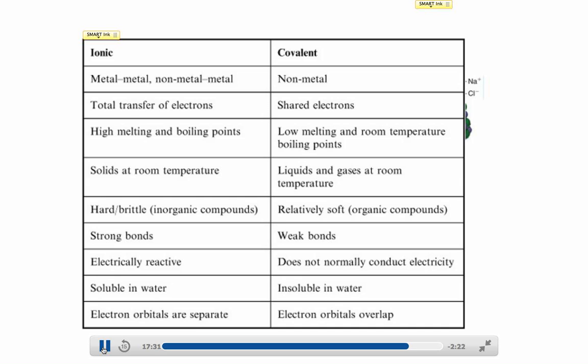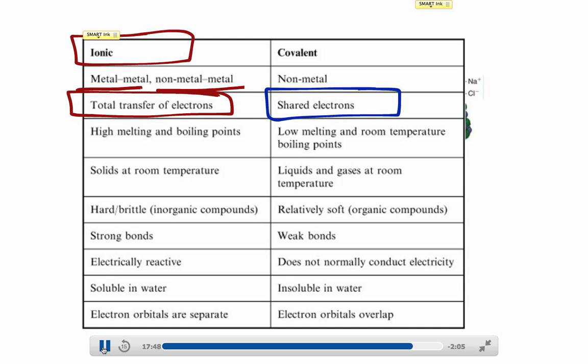This is probably a better chart to summarize these concepts than trying to read my writing there. So ionic, like we said, happens between a metal and a non-metal is probably the more proper way to write it. So there's a transfer of electrons where, again, as opposed to our covalent, there was sharing of electrons. And again, these happen between non-metal bonds. Again, our ionic compounds, because of their lattice structure, they have high melting and boiling points. Covalent compounds tend to have lower melting points and lower boiling points.